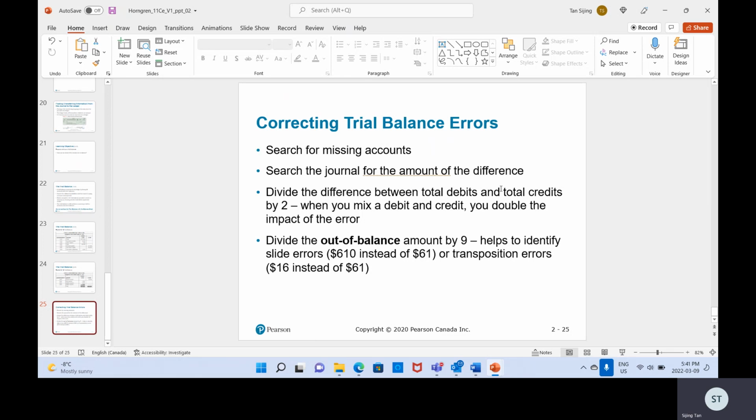A slide error means that one or more zeros are added or left off. A number like 1000 we might write down as 100. So that is also always evenly divisible by 9. If you are interested in how to find the errors, you could read our textbook.